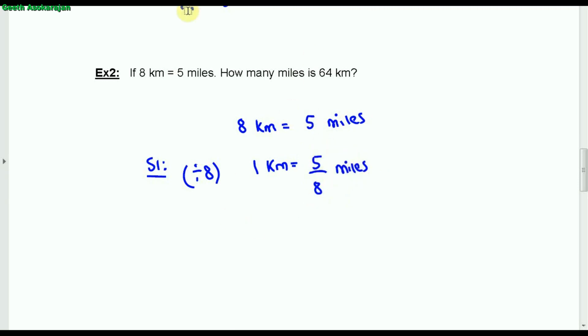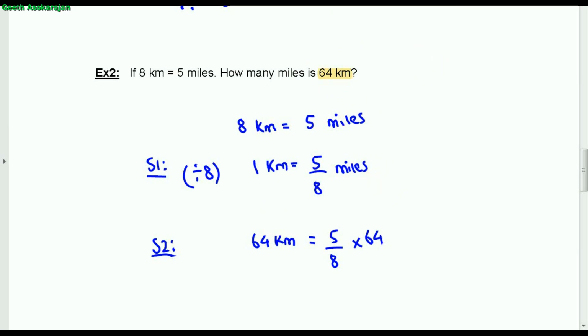And if we go back to the question, we need to work out how many miles is 64 kilometers. So that is where step 2 comes in, the last step. To make this 1 a 64, we multiply both sides by 64. So 64 kilometers, 64 times 1 is 64, is equal to the right hand side, 5 over 8 times 64. So remember, multiply both sides by 64.